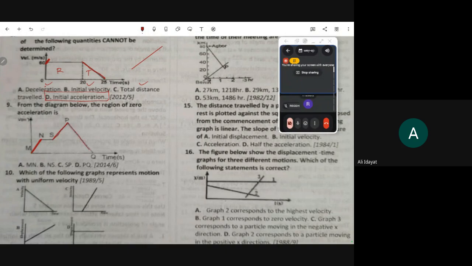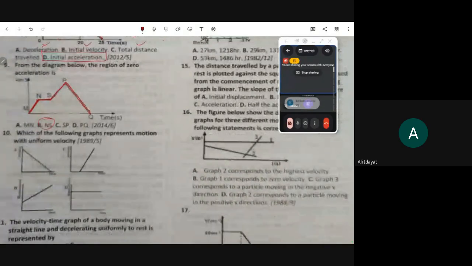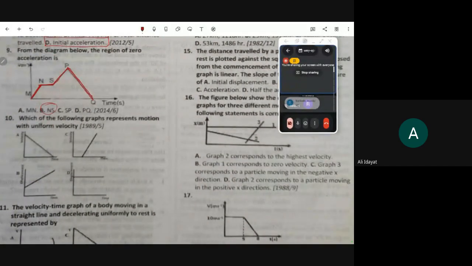From the diagram below, the region of zero acceleration is. Everybody type it. Let it go. The region of zero acceleration. That's the region of no acceleration. The acceleration here, that's why it is going up. The acceleration here again, that's why it is going up. There's deceleration here, that's why it is coming down. Where there's no acceleration is NS. And that's option B. If you don't understand, you have to go back to last week's video.